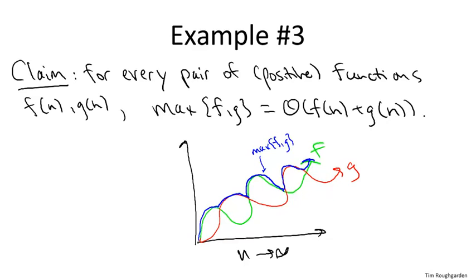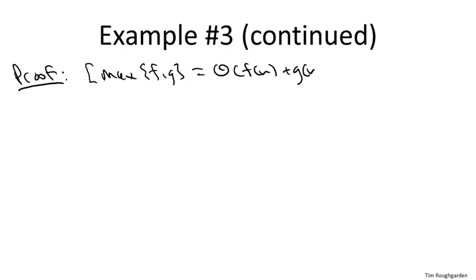So let's now turn to the proof of this claim, that the pointwise maximum of two functions is theta of the sum of the two functions. Let's recall what theta means formally. What it means is that the function on the left can be sandwiched between constant multiples of the function on the right. So we need to exhibit not only an n naught, but also two constants, a small one c1 and a big one c2, so that the pointwise maximum of f and g, whatever they may be, is wedged in between c1 and c2 times f of n plus g of n, respectively.